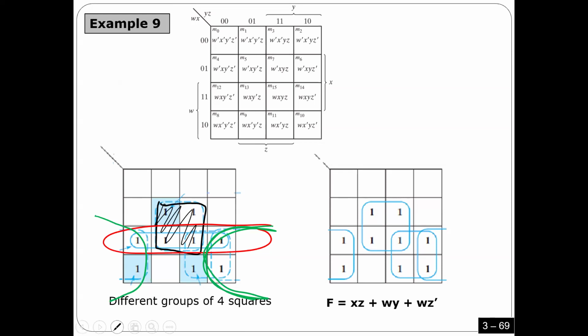Same thing, the last one here. To cover the last one here, the best thing I can do, for sure I can take it alone, bad idea. I can take it with neighbor, group of 2, bad idea. Why is it bad? Because I can make it group of 4. 4 is better than 2.